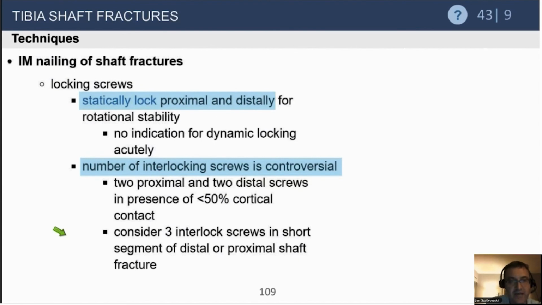Locking screws: statically lock proximally and distally for rotational stability. There's really no indication for dynamic locking. The number of interlocking screws is controversial. If you're having a more proximal or distal fracture, you're going to want at least 2 to 3 screws in each of those fragments with a short segment fixation.